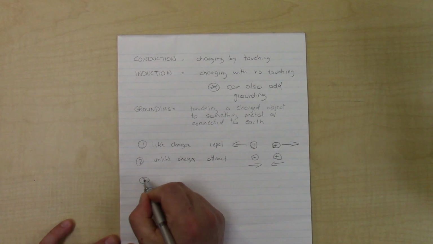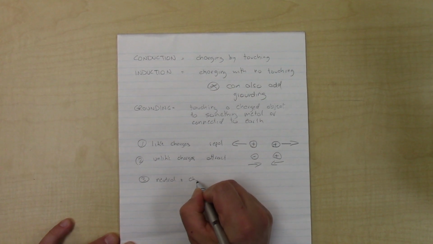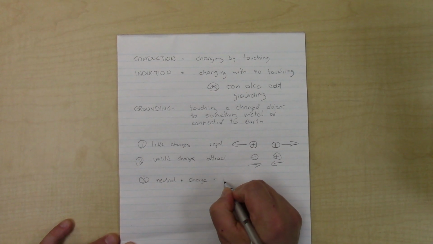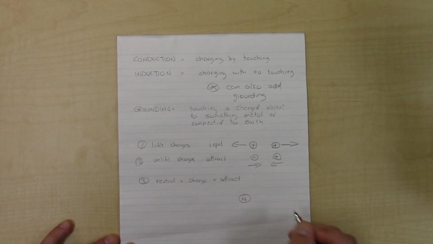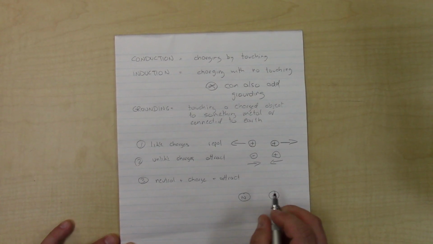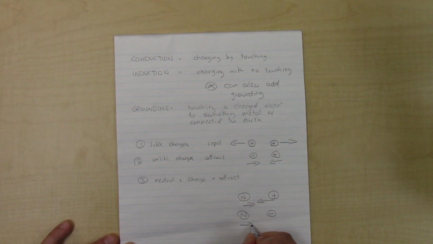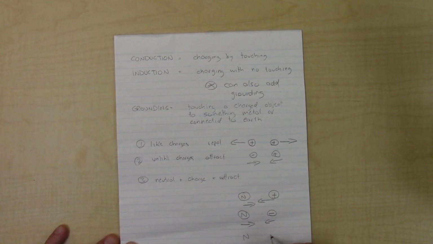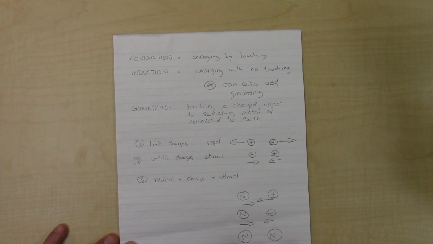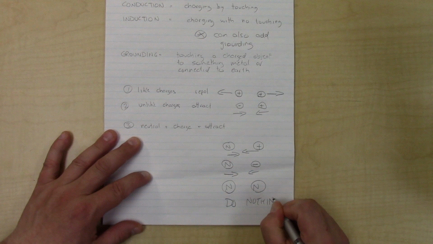Another one, neutral. So something with no charge equals attract too. So if you had something that had no charge and a positive, they would actually attract. If you had no charge and a negative, they would still attract because that neutral just gets sucked in. And if you had no charge and no charge, do nothing.